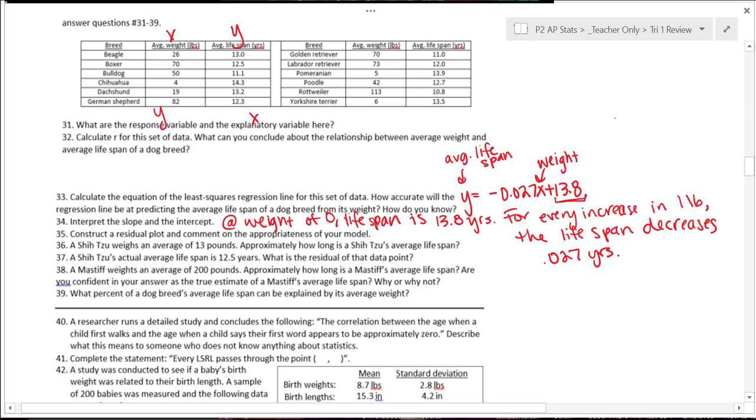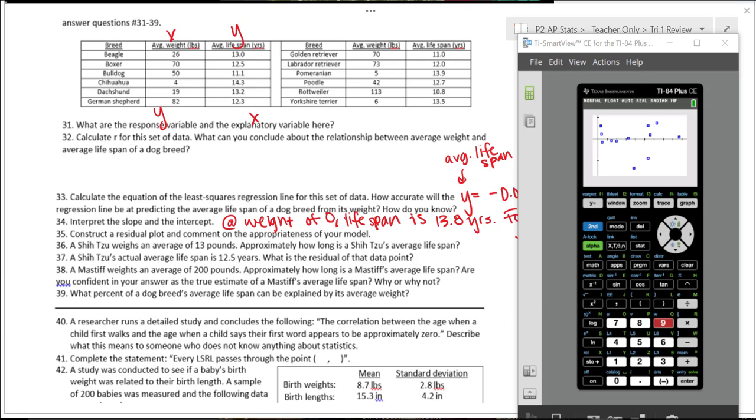And remember what we're thinking about when we take this out. You're saying like, okay, that's negative 0.027 over 1. Remember that your slope is like y over x. So this is like lifespan. And then this would be your x value, which is weight. So every time this weight increases by 1, your lifespan decreases by about 0.27.